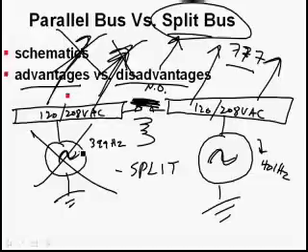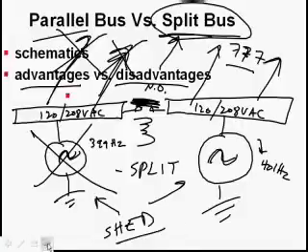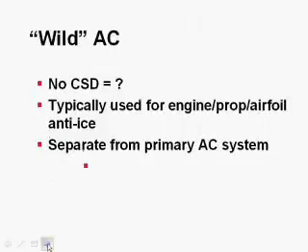The advantage is you never have to synchronize the generators, because once you do close this, one generator will feed both of the bus bars. Also, whether it's a parallel bus or a split bus, if either one of the generators fails, you're going to have to shed unnecessary electrical loads. Shed is a specific aviation term that means turn things off. Shed unnecessary electrical loads, shed non-essentials, means turn off the things you don't need.